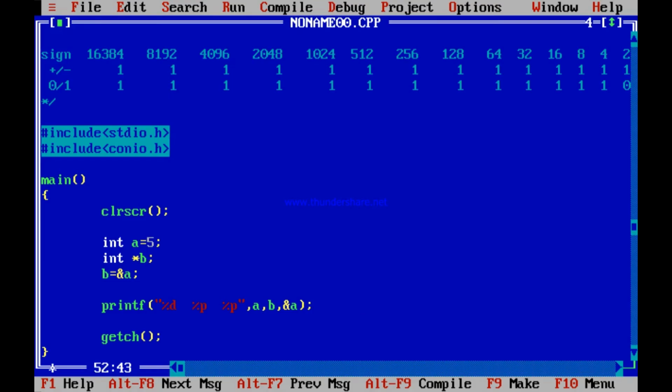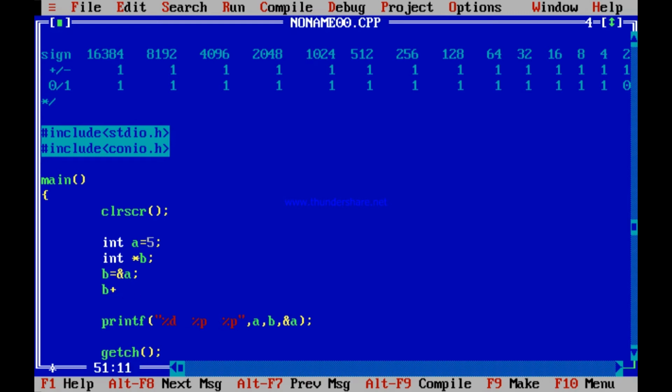See, 5, FFF4. I told you, int A equal to 5. You have printed A, so 5 has been printed. You have printed B. B contains the address of A. FFF4 has been printed. Then again, FFF4 has been printed because ampersand A was printed. Now, I ask you one simple thing. Can B plus 1 be computed?